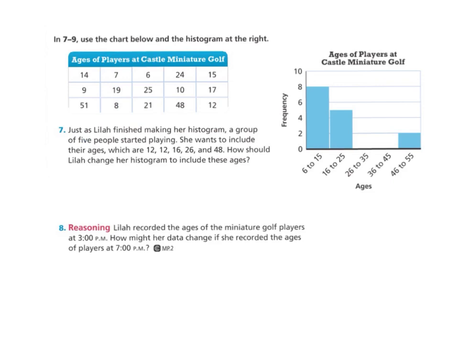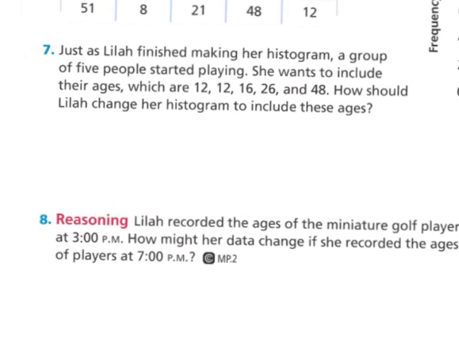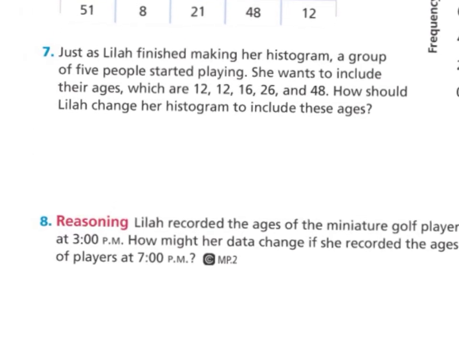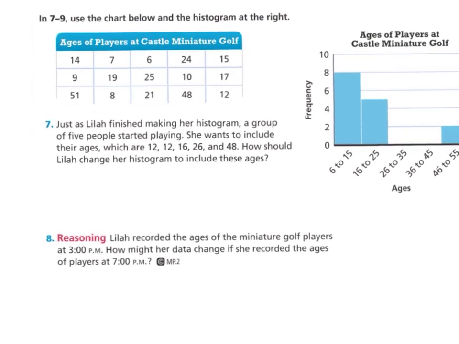So this next part, they are talking about the ages of players playing miniature golf. So they've got the information. They made that into presumably first a frequency table and then a histogram. Number 7 says, just as Lila finished making her histogram, a group of 5 people started playing. She wants to include their ages, which are 12, 12, 16, 26, and 48. How should Lila change her histogram to include these ages?